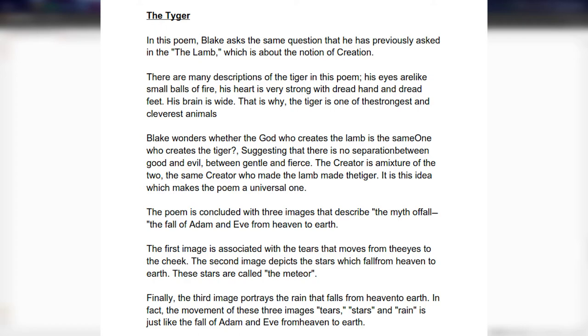And again, yeah, the meteor, the stars when they fall. Eventually, we don't know what happens to them. And then the rain. Okay? So, this is it. The movement of these three images, tears, stars, and rain, is just like the fall of Adam and Eve from heaven to earth.